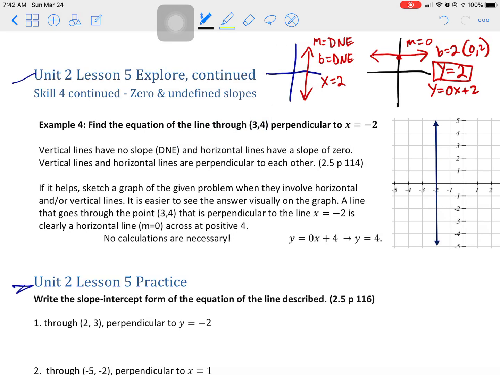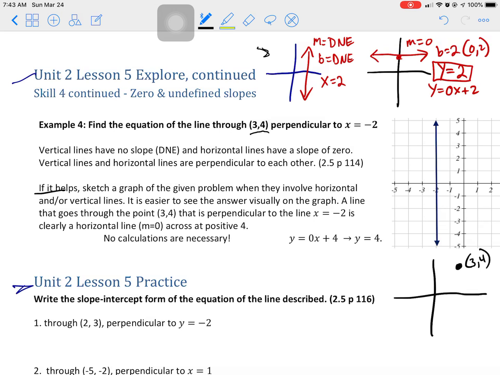All right, how would we do parallel and perpendicular with those? Finding the equation of the line that goes through 3/4. So these you would have a piece of graph paper to do. If you don't have graph paper, you just sort of have to imagine it like I just did up here and drew them. Just sketch them out, okay? If it helps, sketch a graph of the given problem. So this is what I do. Let's say I was doing this from scratch on my piece of paper. 3/4, I don't know, it's about there. Okay, let's just write that down.